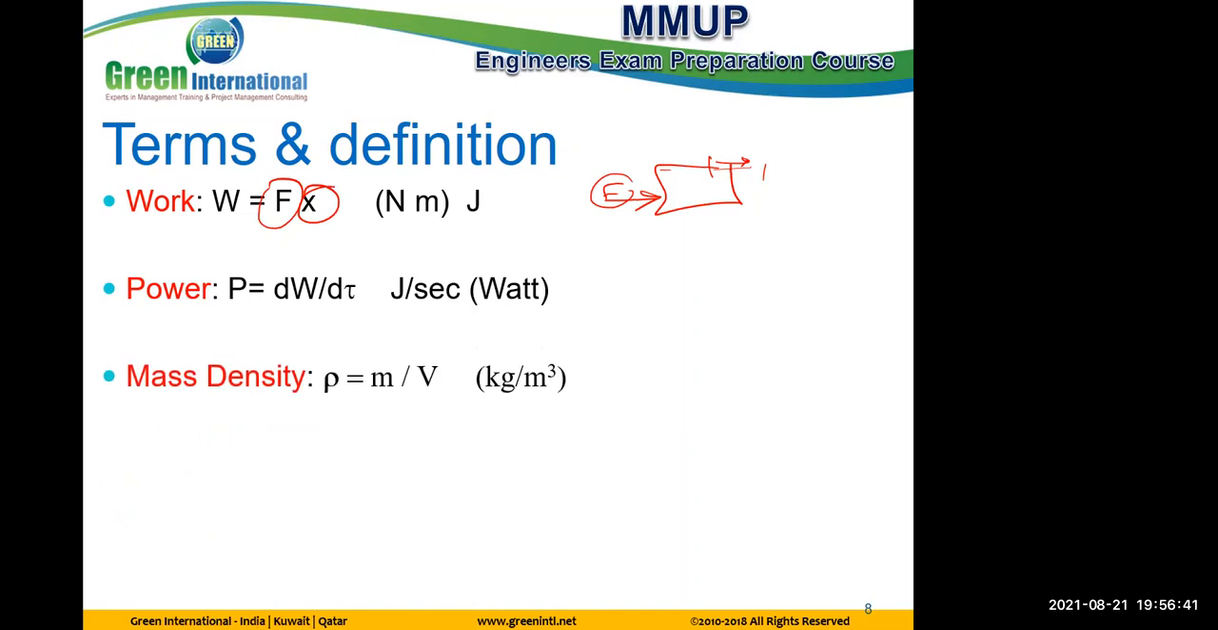Mass density. Mass density, rho, is equal to mass divided by volume.